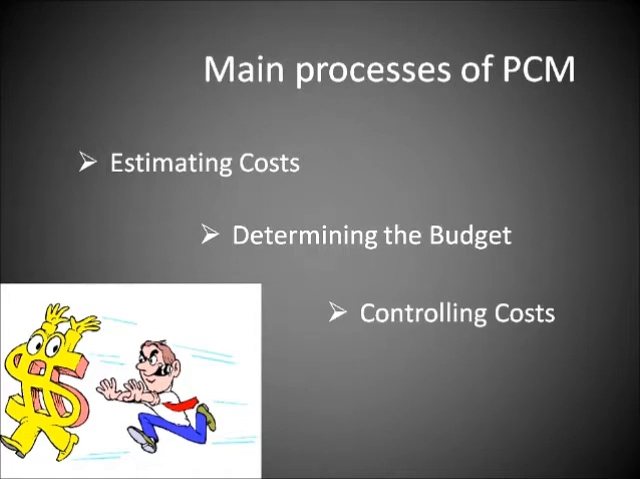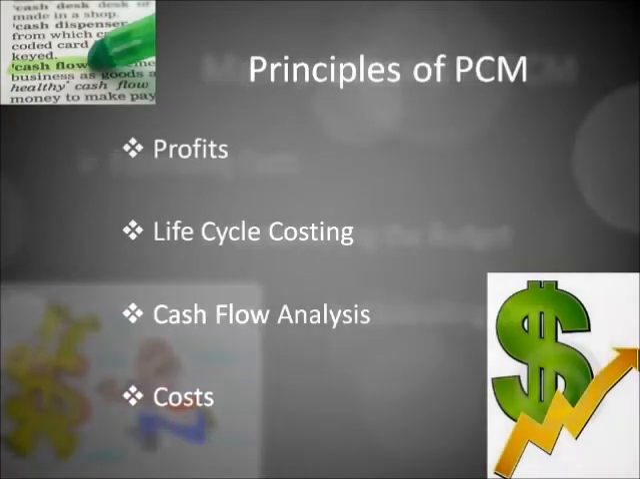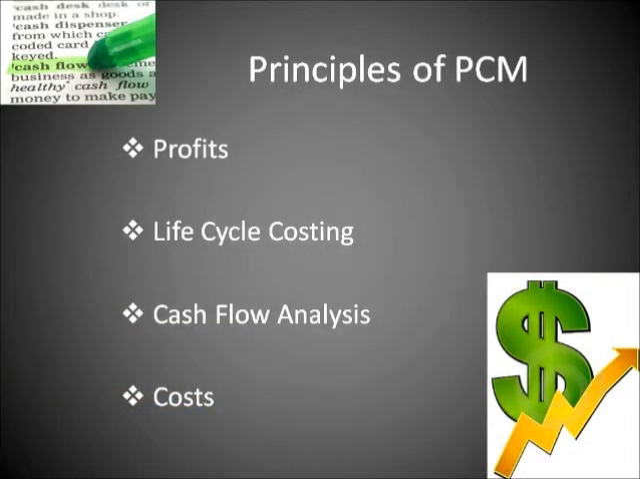There are three central processes associated with project cost management. Estimating costs involves developing an estimate of the cost of resources needed for a project. Determining a budget is the process of associating the cost estimate with the individual work items to establish a baseline. And controlling costs involves controlling any changes to the project's budget. Cost management has four principles: profits, life cycle costing, cash flow analysis, and costs.